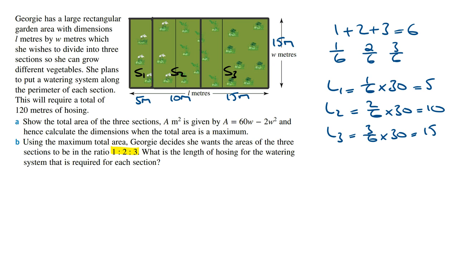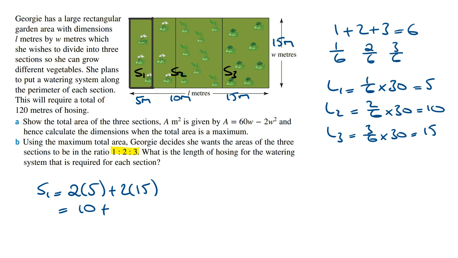Now that we have these lengths, we can work out how much hosing is needed for each section. But you need to be careful here. For the first section, the total meter of hosing needed is going to be 2 times the length plus 2 times the width. And so for the first section, this is going to be 2 times 5 meters plus 2 times 15 meters. This is going to be 10 plus 30, which is equal to a total of 40 meters.